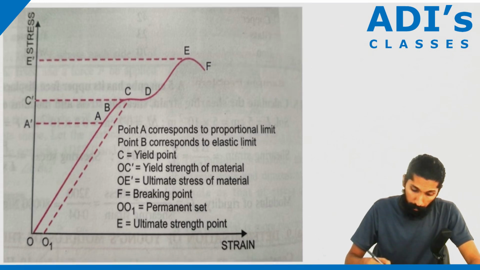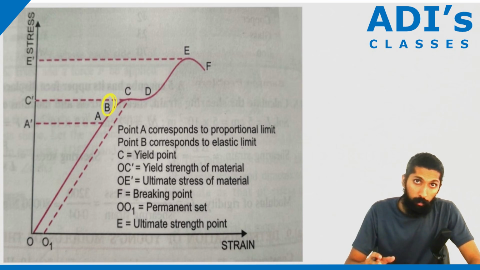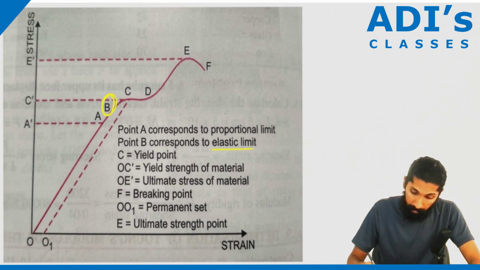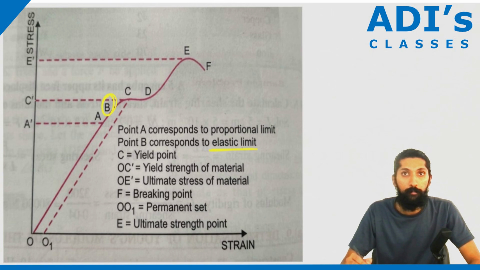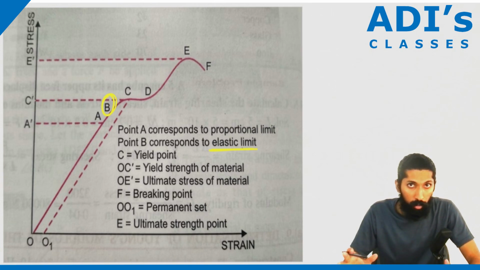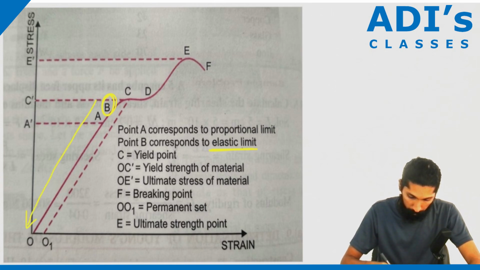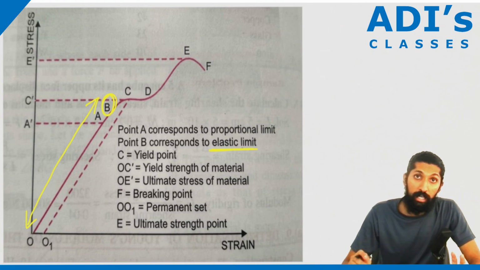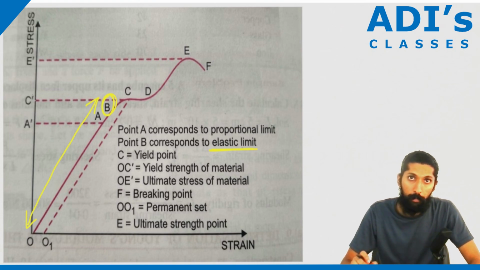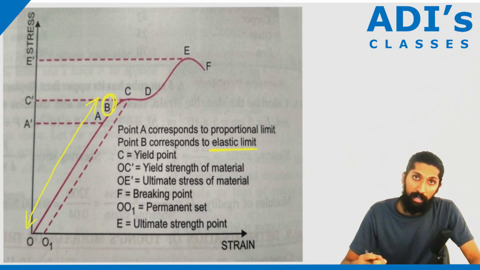The next point is point B. This is point B, correct? Point B is called the point of elastic limit. Elastic limit in the sense what? From O to B, this entire region is what we call the elastic region. The body is still elastic here, in the sense it can still come back to its original position. So it is still the elastic region.